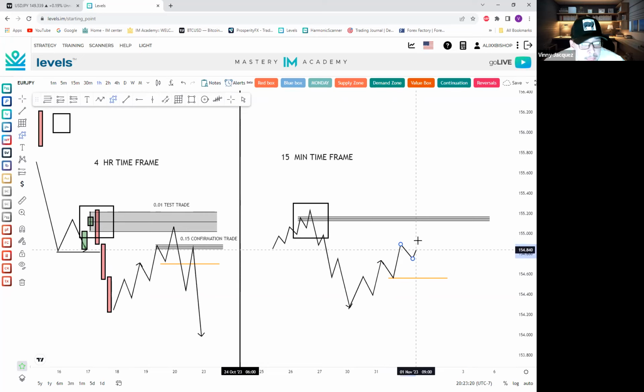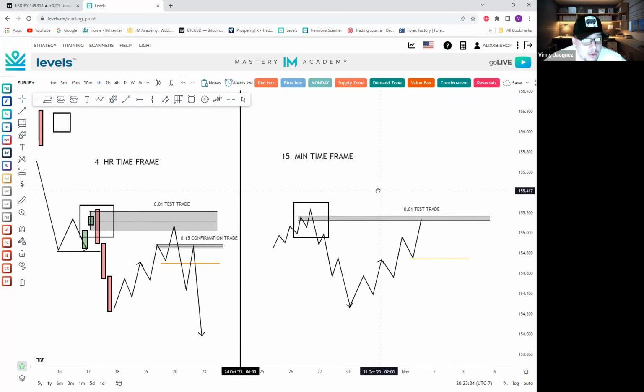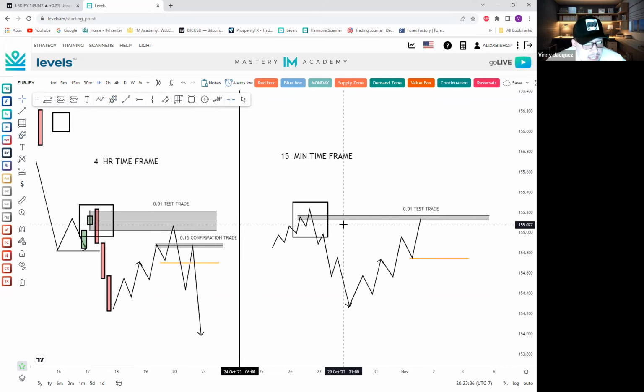Market drops down. Now it touched my zone. Awesome. Again, this is the same thing, guys. I'm just breaking it down on a lower time frame. We just entered on a test trade. As soon as we get this confirmation market wants to go to the downside, we can go ahead and start looking for our next zone. Now, Ricky, how do you set the alarm zone?